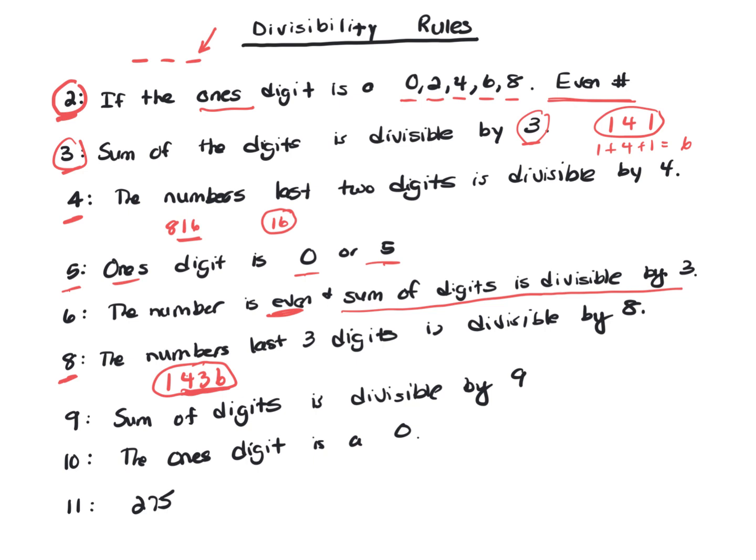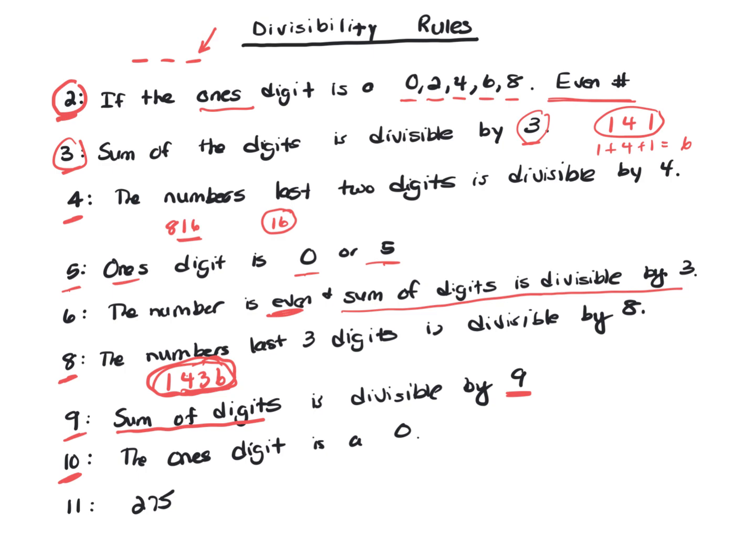On the GMAT and EA, you do not have very large numbers, so for 8, I would probably just do long division on the whole number instead of worrying about the last 3. That's up to you. 9 is similar to 3. Sum of digits is divisible by 9.